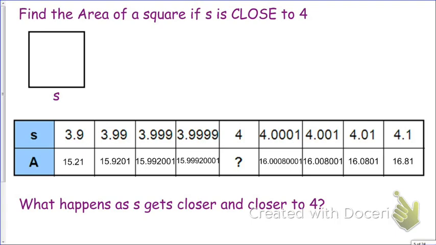Now that your table is filled in, this is what it should look like. You should see that as s gets closer and closer to 4, our function value, area, is getting closer and closer to 16. This is true coming from both the left and the right side of 4. This is reflective of a limit.